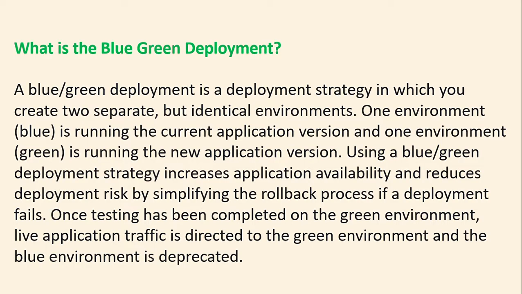A blue-green deployment is a deployment strategy in which you create two separate but identical environments. One environment, which we'll call blue, is running the current application version, and the other environment, which we'll call green, is running the new application version. Using a blue-green deployment strategy increases application availability and reduces the deployment risk by simplifying the rollback process if a deployment fails. When testing has been completed on the green deployment, live application traffic is directed to the green environment and the blue environment is deprecated.